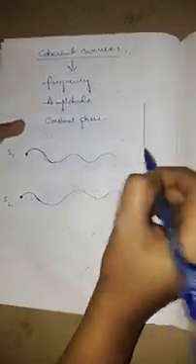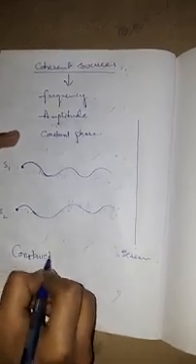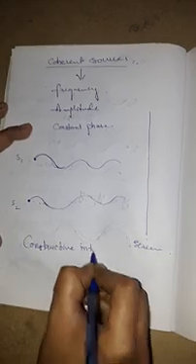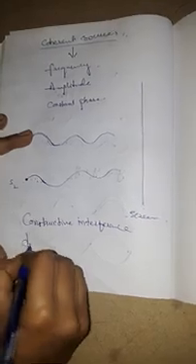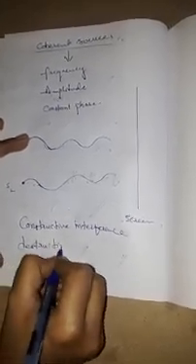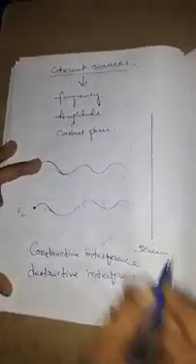When the two light waves coming from the coherent sources interfere with each other, the interference pattern is obtained in the form of constructive interference and destructive interference. Constructive interference means when the crest of one wave falls on the crest of the other wave. Destructive interference means when a crest falls on the trough of the other wave.